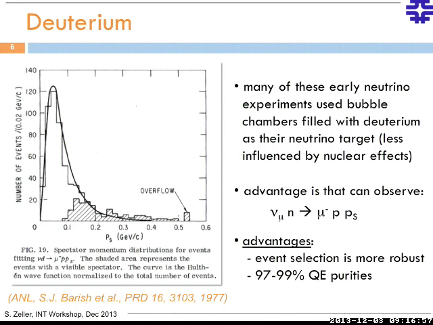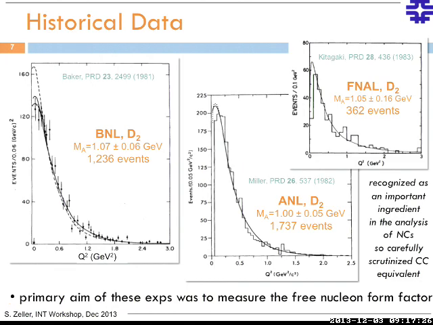One is that you can strictly enforce the quasi-elastic kinematics, seeing this three-track final state. So the event selection is much more robust. And in the end, these experiments typically had very impressive quasi-elastic purities, 97 to 99% pure quasi-elastic. Again, with this enforcement that you see all these three tracks in the final state, the lepton, the scattered nucleon, and the spectator nucleon from the interaction. So starting from that type of quasi-elastic event selection, which was very clear, and you could enforce the quasi-elastic kinematics, experiments historically set out to measure the free nucleon form factor.